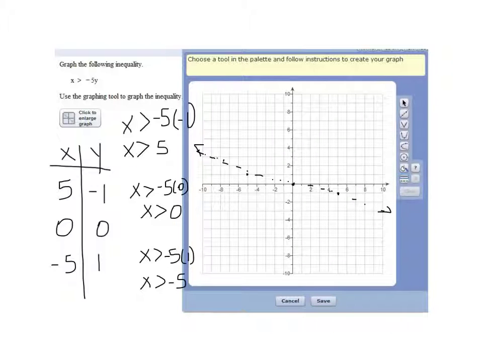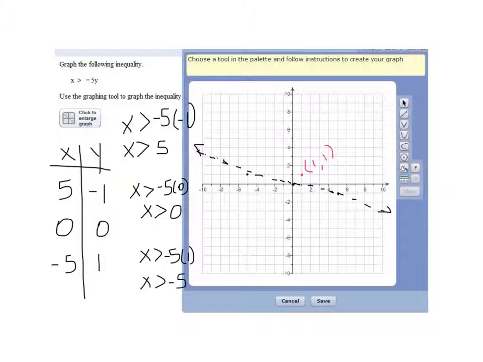Now you have to decide, are we going to shade above or below this line? And you will pick the shading tool, the little bucket, to shade either side. To do that, you need to pick a point on either side of the line and then check it in your inequality. So if I pick a point over here, and you could really throw a dart at it and pick any point you like, but I'll pick this point. That point is +1, +1. So it's definitely above the line. It's not on the line. We don't want to pick a point on the line. So I've got that point.